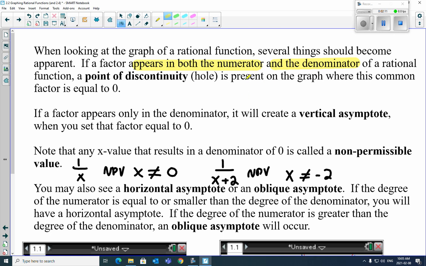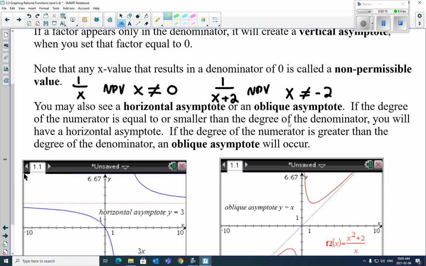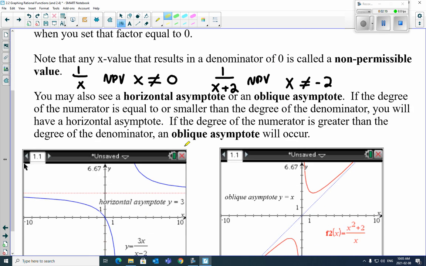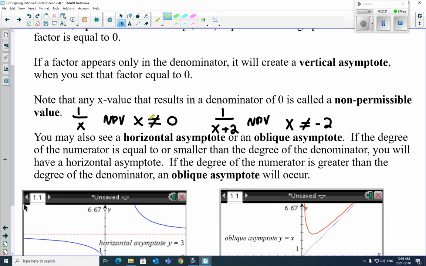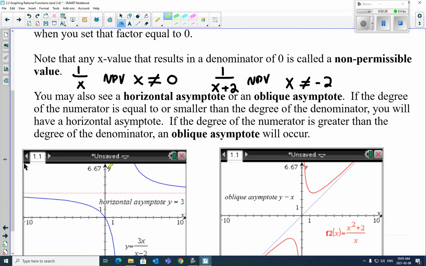So if a factor appears only in the denominator, we get a vertical asymptote. We've done that in grade 11, right? We get the old vertical asymptotes, right? We know that. Any x value that results in the denominator being 0 is called a non-permissible value. So what we're also going to see now is, in grade 11, our horizontal asymptote was always on the x-axis. In grade 12, it's going to start moving up or down. And we can also get something called an oblique asymptote.